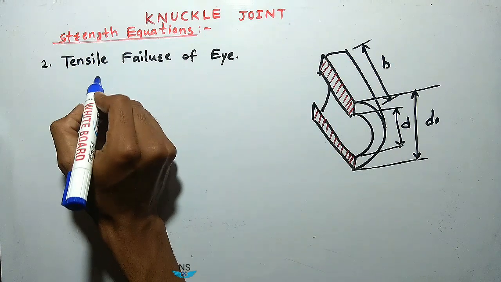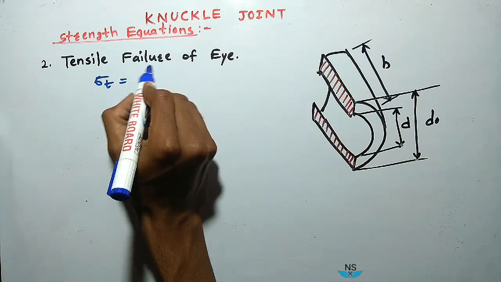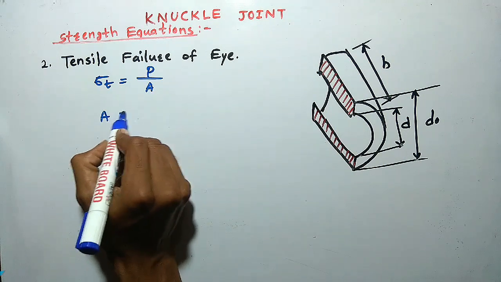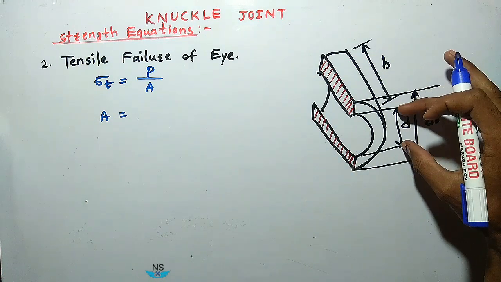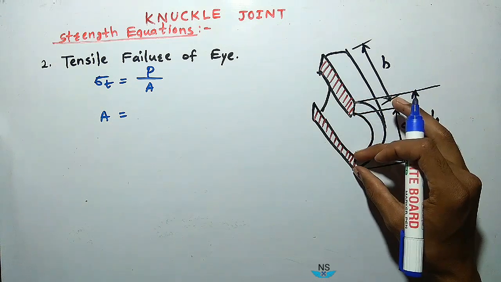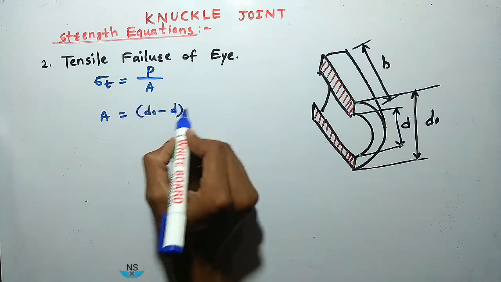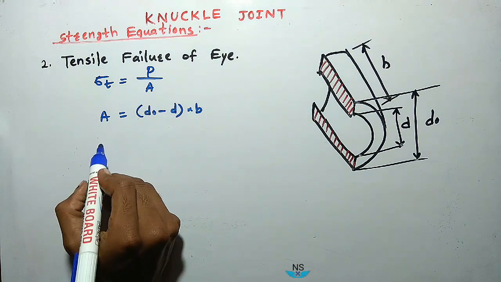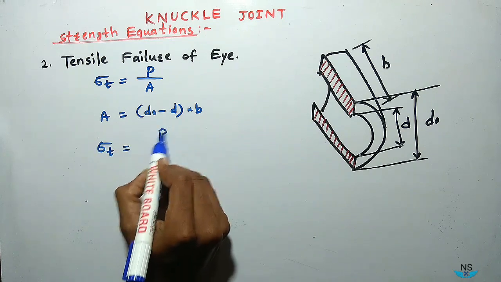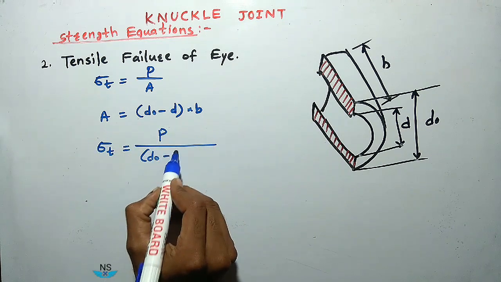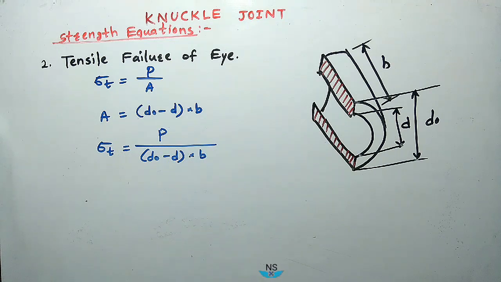Now tensile failure is there. So take sigma T is equal to P divided by A. Now area of failure is equal to D naught minus D, that is this much, into B. Therefore sigma T is equal to P divided by D naught minus D into B. So this is the second strength equation in knuckle joint. So from this equation you can find out the unknown value.